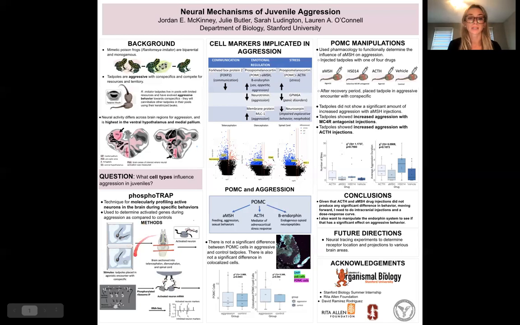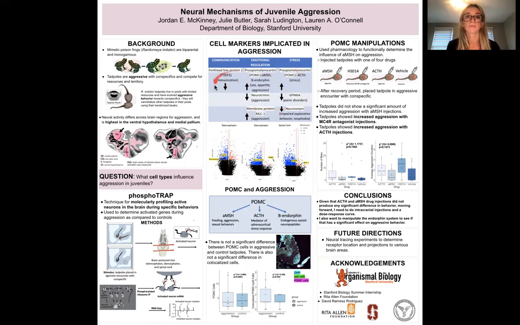The brains were then sectioned into 3 parts: the telencephalon, the diencephalon, and the spinal cord. Phosphorylated ribosomes, which are a marker for neural activation, were immunoprecipitated. And then this left activated neuron mRNA. RNA sequencing was then used to determine which genes in the brain are active during aggression. So through this, there are several interesting genes that are implicated in aggression, which are labeled in this chart.